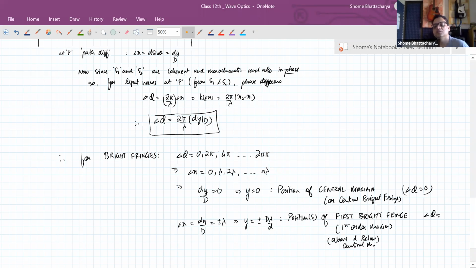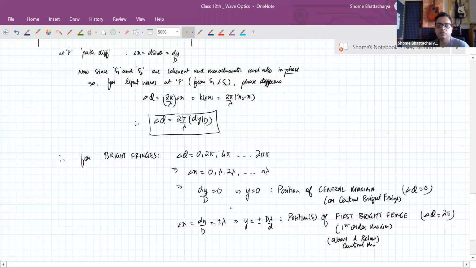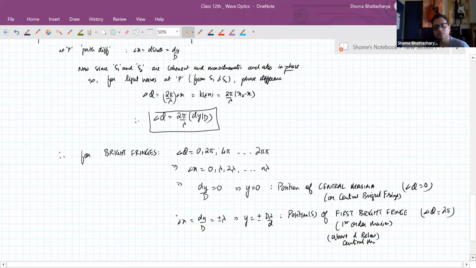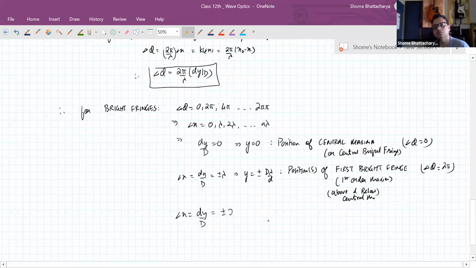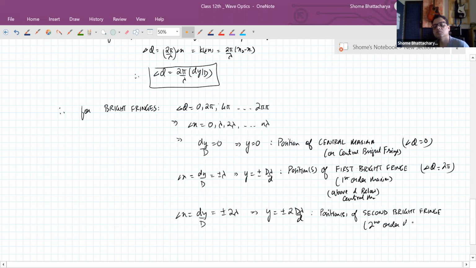So at this point the phase difference is 2 pi. So it's that band of light which is bright right above or right below the central maxima. So it is at a distance of d lambda by d. Similarly, delta x or dy by d becoming plus or minus 2 lambda means y is equal to plus or minus 2 times d lambda by d. So these become the positions of the second bright fringe, what is called the second order maxima, where the phase difference is 4 pi.